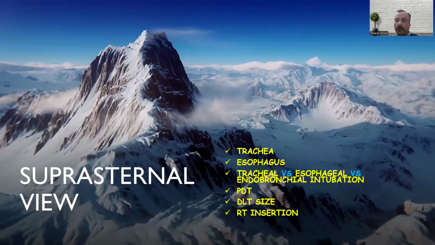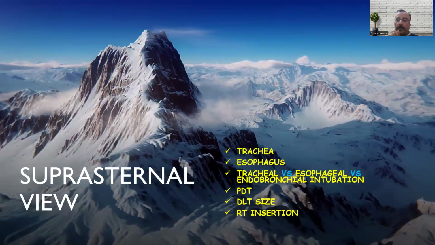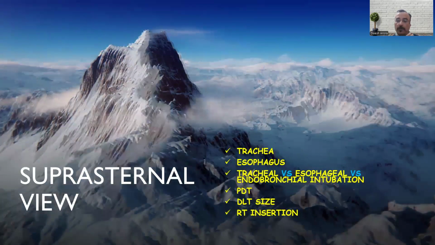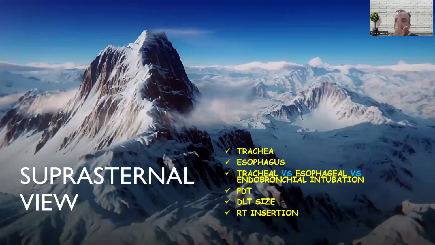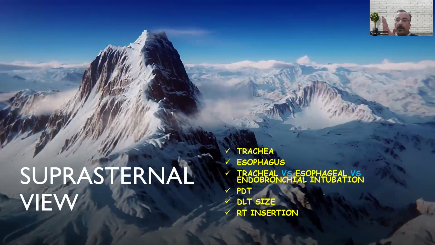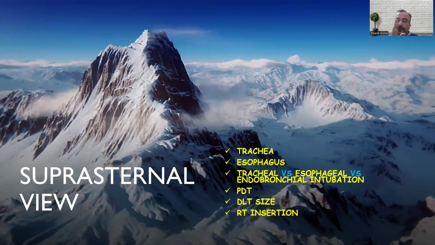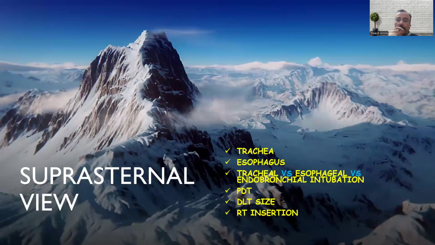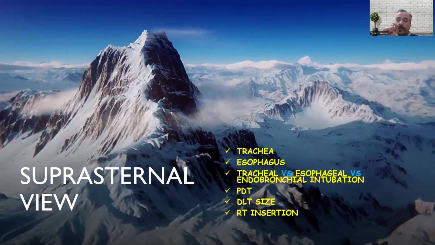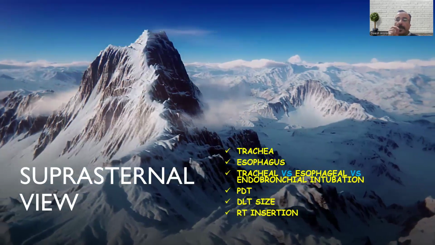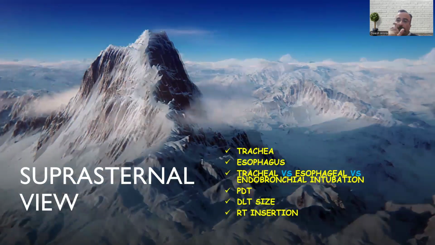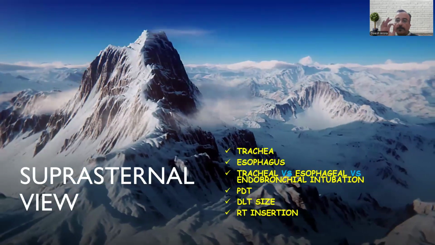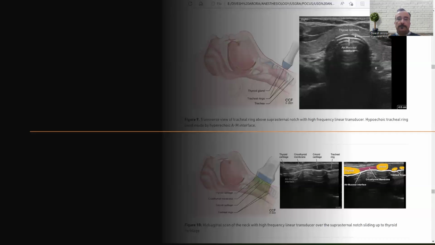Now coming on to a very important view, that is the suprasternal view, where we actually identify the trachea and esophagus, and we use this view for distinguishing whether the tube is in the trachea, esophagus, or has gone into one of the mainstem bronchi. This view can also be used for performing percutaneous dilatational tracheostomy, as well as correctly predicting the size of the double lumen tube which we require for performing thoracic anesthesia. And with this we can also check whether the Ryle's tube is passing through the esophagus or not.